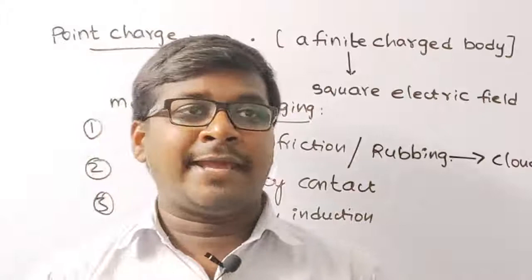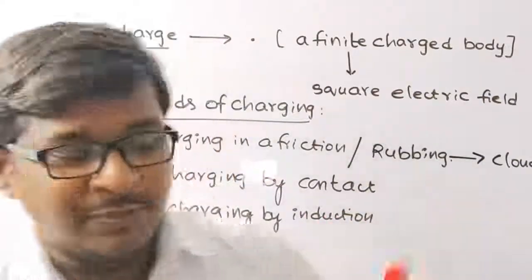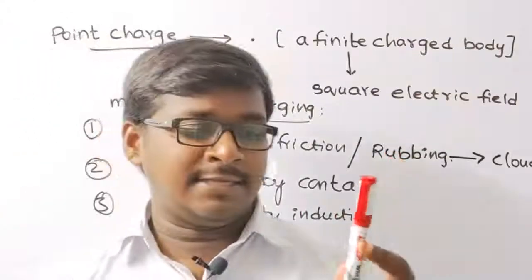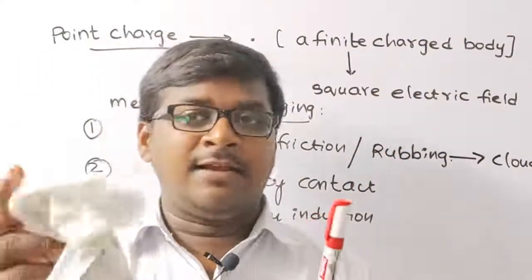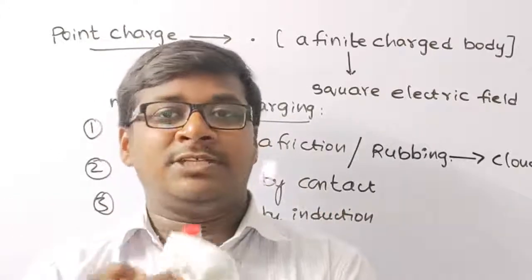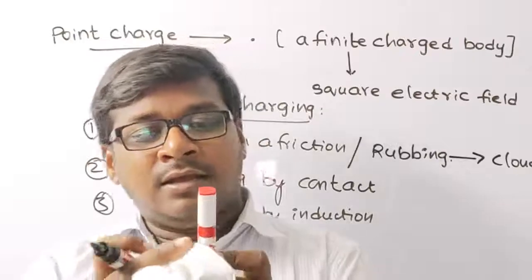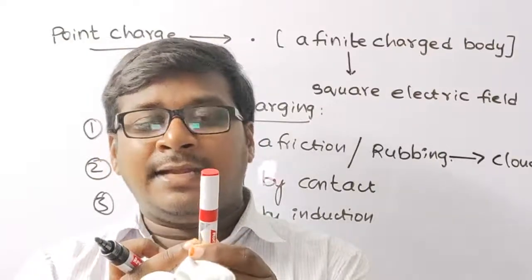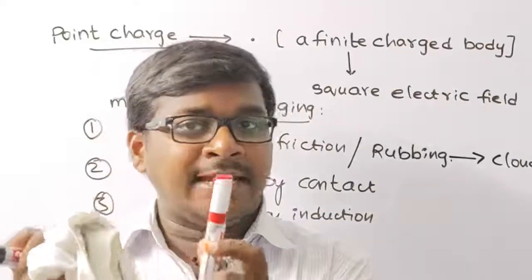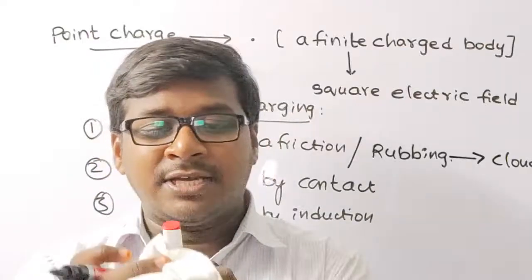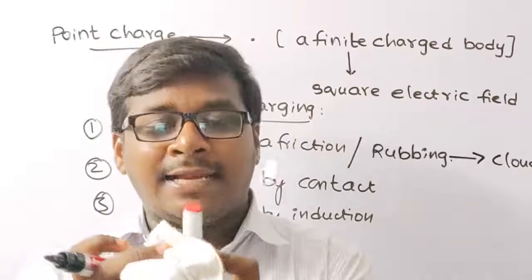For example, take a glass rod and a silk cloth. These two are rubbed with each other. The glass rod acts as a positive charge, and the silk cloth acts as a negative charge. After some time, what happens, students? These two attract each other.